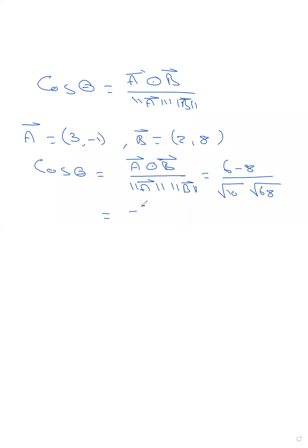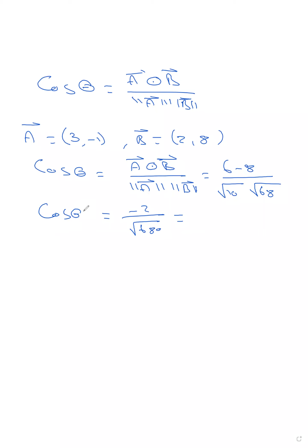It will be -2 divided by the root of 680, right? It equals a negative value. Then the angle will be obtuse, because the cosine theta equals negative. The angle will be obtuse.